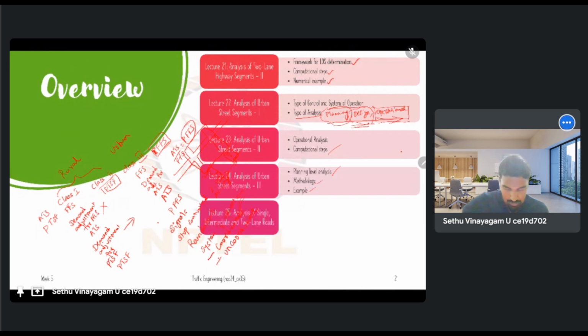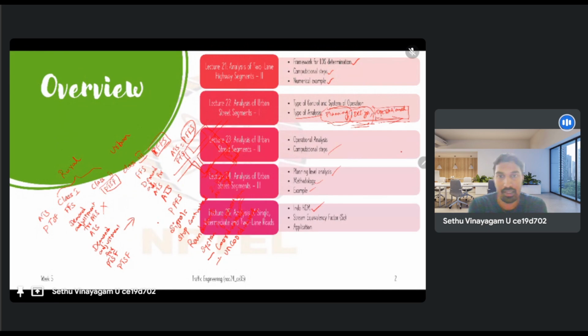So next, in lecture 25, we were looking at how to analyze single, intermediate, and two-lane roads. Even though we have looked at how to analyze two-lane roads and multi-lane highways, here we were looking at how to do this using the Indo-HCM. So far, the HCM that we have been using for all these LOS and capacity analyses is based on one developed in the US, the HCM, the green book.